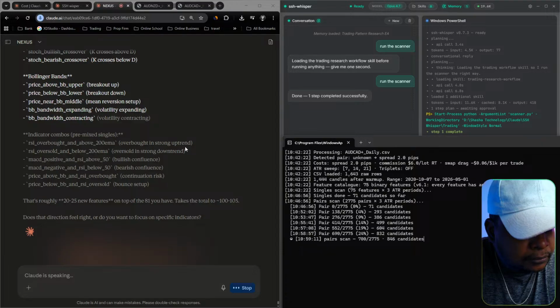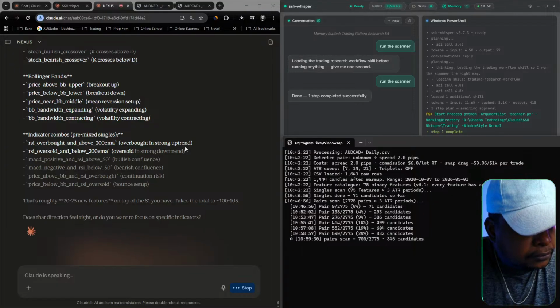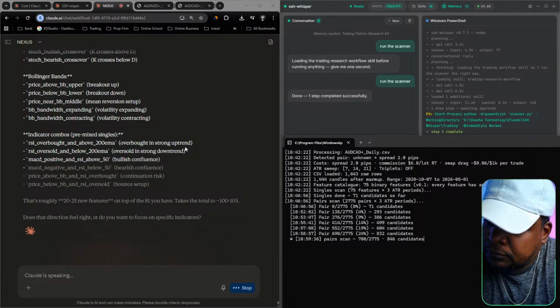Bollinger Band bandwidth contracting, volatility contracting. Indicator combos, pre-mixed signals. RSI overbought and above 200 EMA: overbought and strong uptrend. RSI oversold and below 200 EMA: oversold and strong downtrend. MACD positive and RSI above 50: bullish confluence. MACD negative and RSI below 50: bearish confluence.